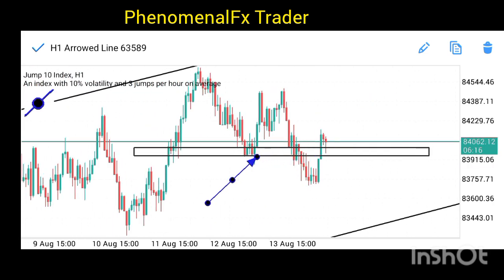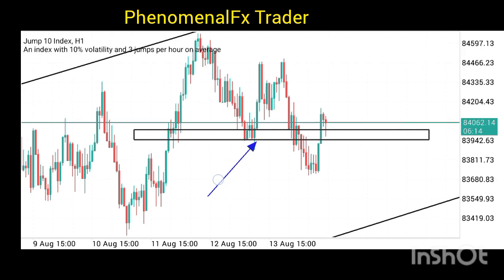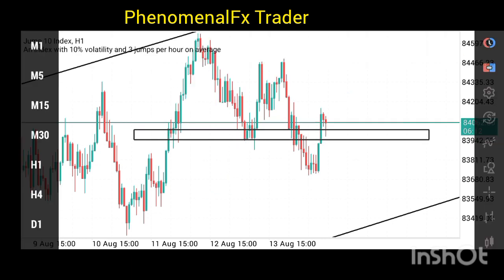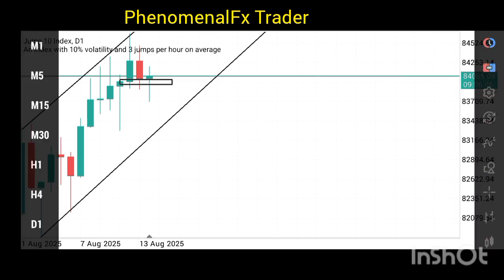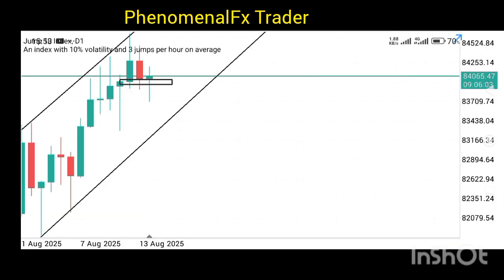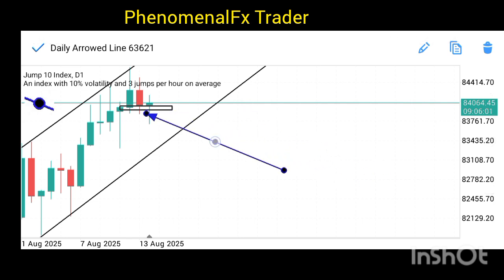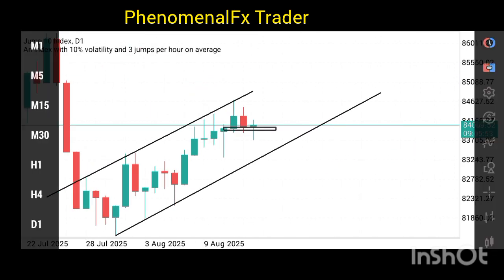All right, but one of the major things I would also want to check is the daily time frame. If the current daily candlestick at the end of the day closes bearish below this zone, then there's a very high chance the market will sell massively. That's one of those things I really want to look at.